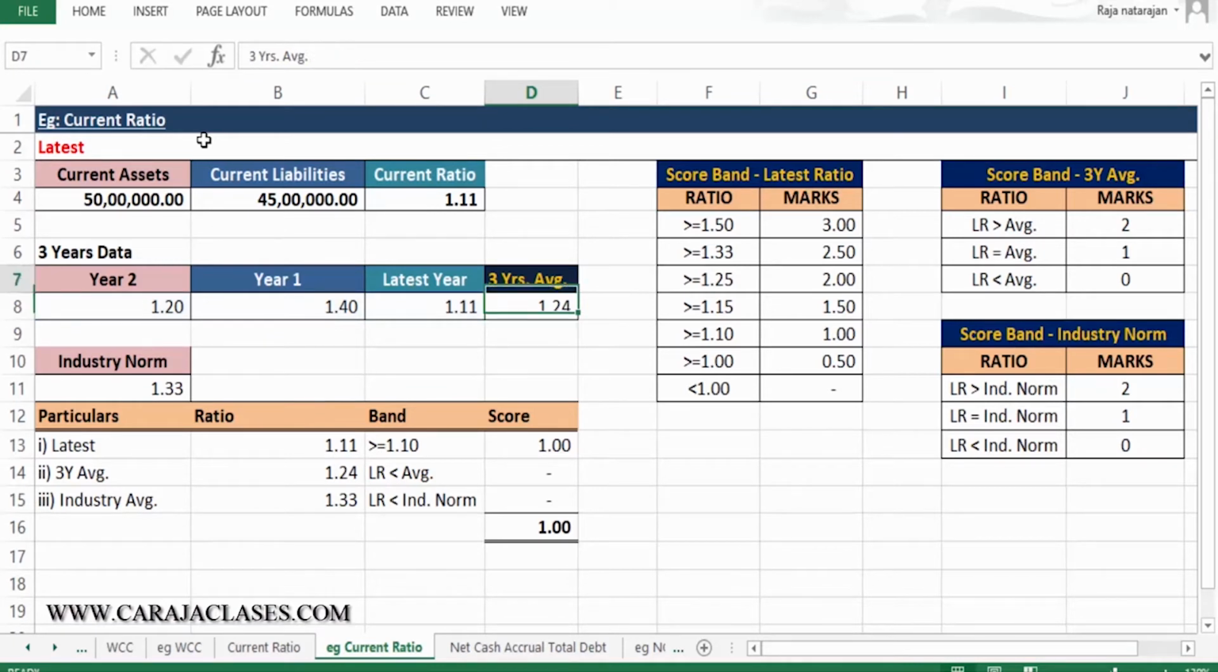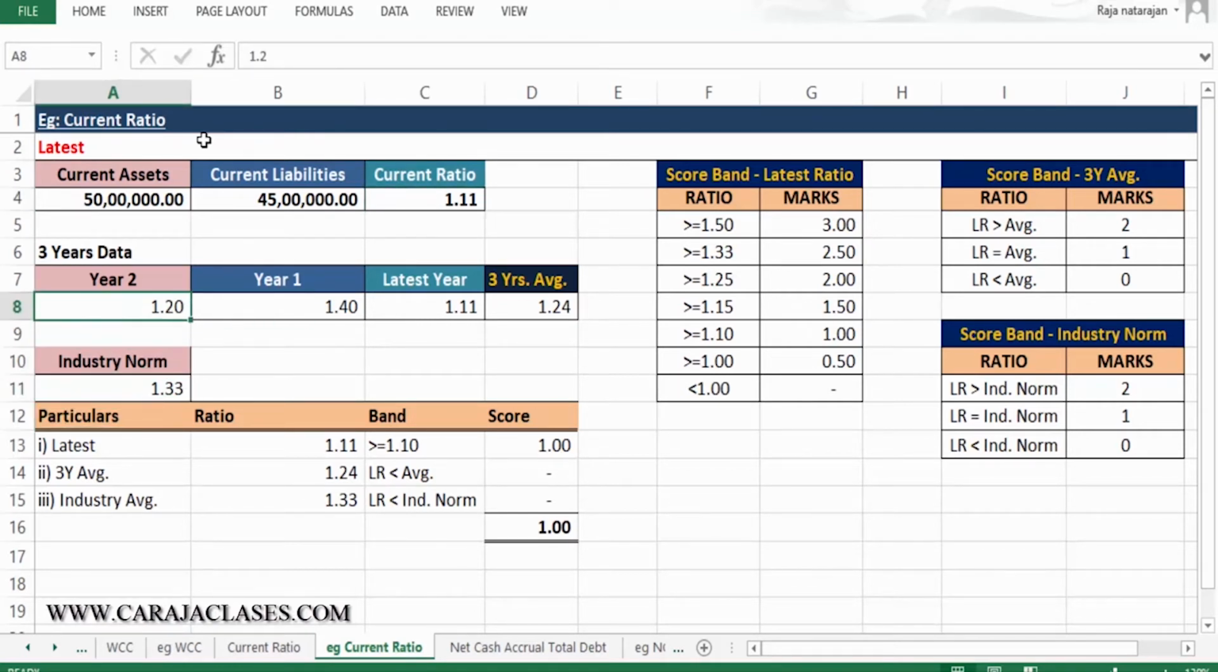So what you note is the latest ratio 1.11 is below the 3 years average of 1.24, because there's a fluctuation. From 1.2 it has increased to 1.4, then it has come down to 1.11. So the average is 1.24. And there is also the industry norm, assuming this is the manufacturing sector. The industry norm is assumed as 1.33. It varies actually. If you compare the latest ratio with the industry norm, in that aspect also it is lesser, because the latest ratio is 1.11, whereas the industry norm is 1.33.